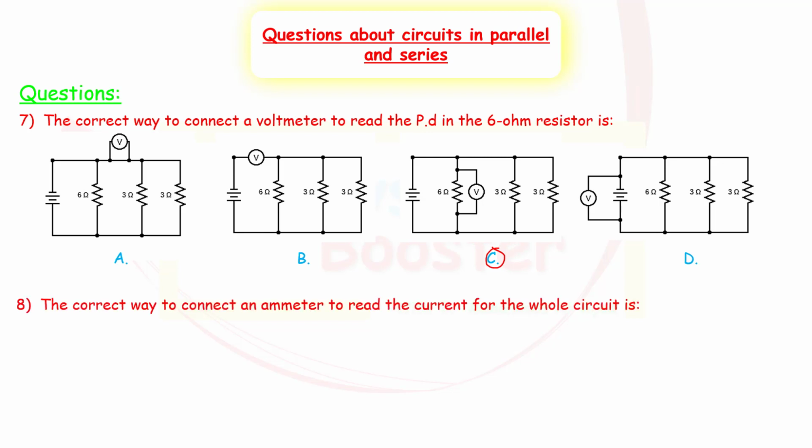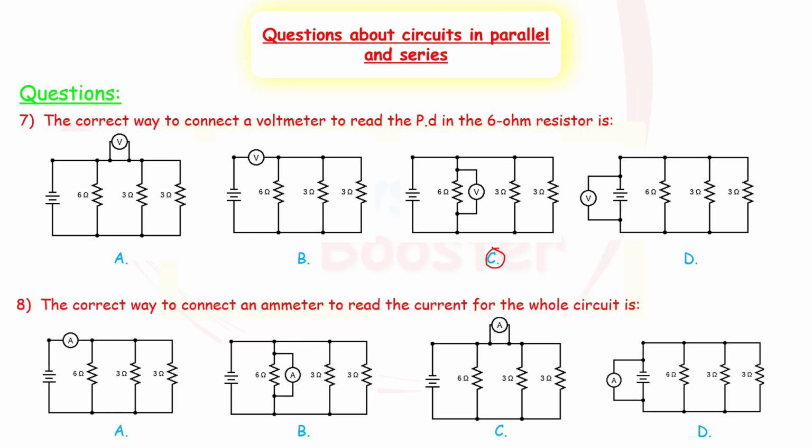Next question. The correct way to connect the ammeter to read the current for the whole circuit. So we want the current for the whole circuit. Is the answer A, B, C, or D? Well, let's start with D. D is incorrect because the ammeter here is connected in parallel, and we know that ammeters are connected in series. So we can exclude D, we can exclude C, and we can also exclude B because they are all connected in parallel. So the only true answer is A.